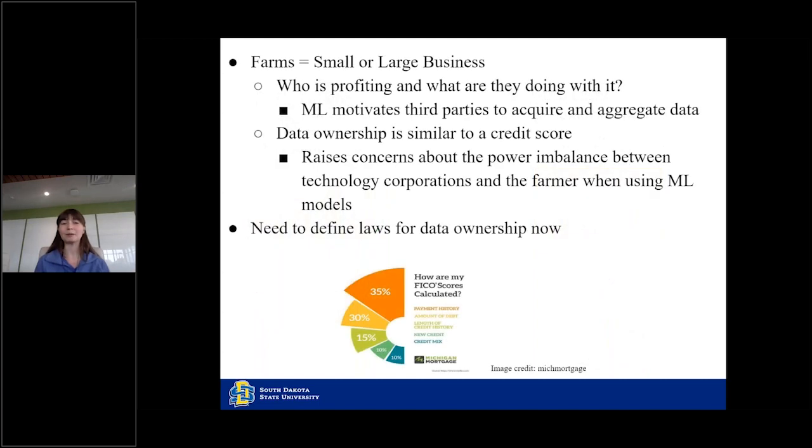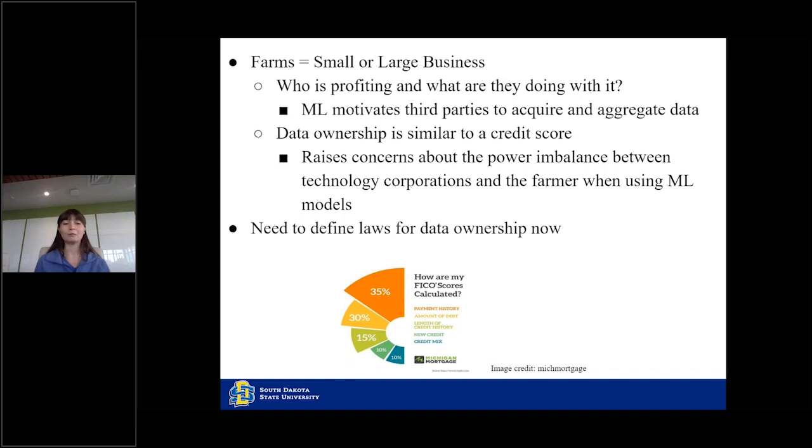And so that's a really big problem because we need to remember that farms are a small and a large business, and they need to know who is profiting from their data and what they're doing with it. We especially need to be cognizant of the fact that machine learning is becoming more prevalent. And because of that, machine learning models need a lot of data. And that motivates third parties to acquire and aggregate data together. And this is aggregating data from an entire region of farms. So this is a really big deal.